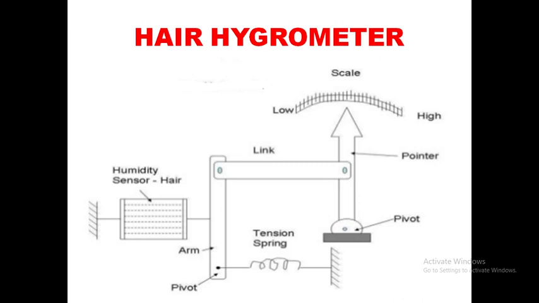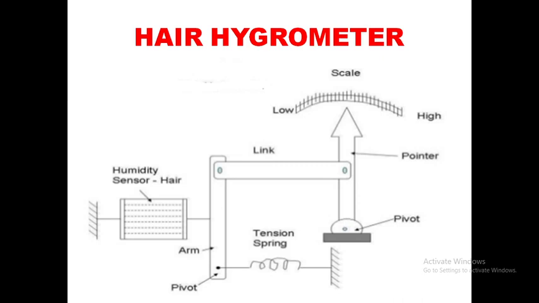Certain hygroscopic materials. What are the hygroscopic materials? Human hair, animal membrane, wood, paper, etc. undergo changes in linear dimension when they absorb moisture from their surrounding air. This change in linear dimension, that is direction of X, is used as the measurement of humidity present in air.